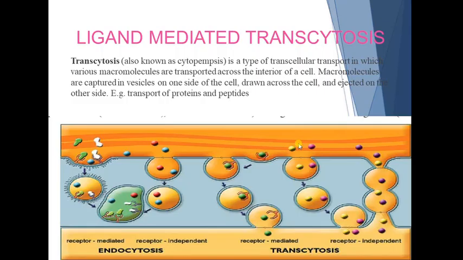The next process is ligand mediated transcytosis. Transcytosis is a type of intracellular transport in which various macromolecules are transported across the interior of the cell. Macromolecules are captured in vesicles on one side of the cell, drawn across the cell and ejected on the other side. An example is the transport of proteins and peptides.